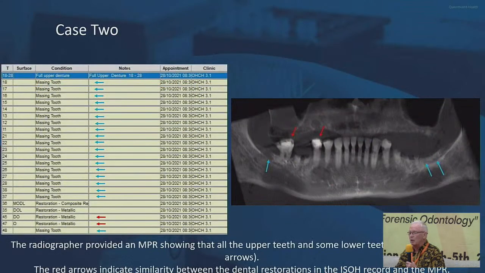But let's now have a look at our image. So we can straight away see that all of the upper teeth are missing in the dental record. All of the upper teeth are missing in the MPR. We can also look at missing teeth on the lower jaw. Look at the blue arrows to indicate the translation. The red arrows indicate corresponding dental restorations. However, the ISO records are not complete, and in some respects they're actually wrong. They do not record all of the teeth.